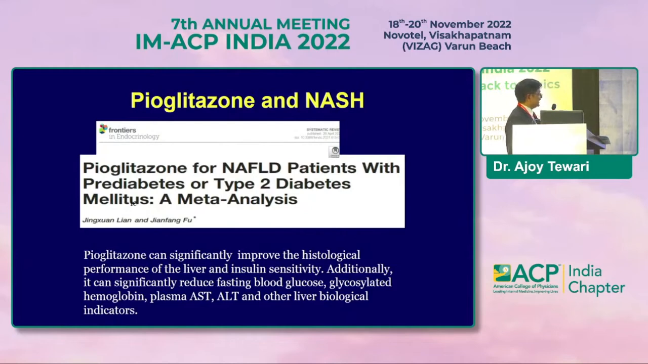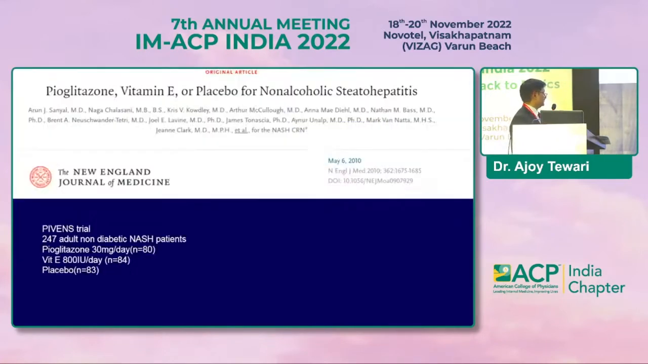Then pioglitazone for NASH and NAFLD patients with pre-diabetes or type 2 diabetes mellitus, a meta-analysis pointed out that pioglitazone can significantly improve the histological performance of the liver and insulin sensitivity. Additionally, it can significantly reduce fasting blood glucose, glycosylated hemoglobin, plasma AST, ALT, and other liver biological factors.